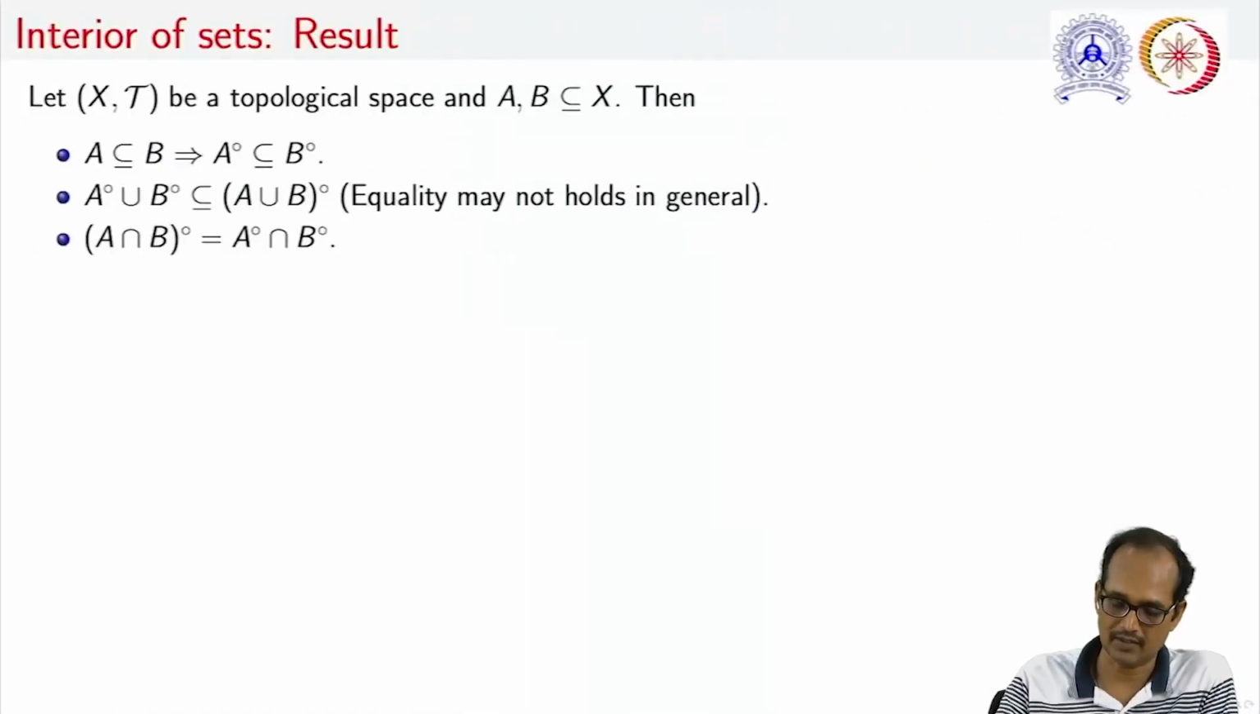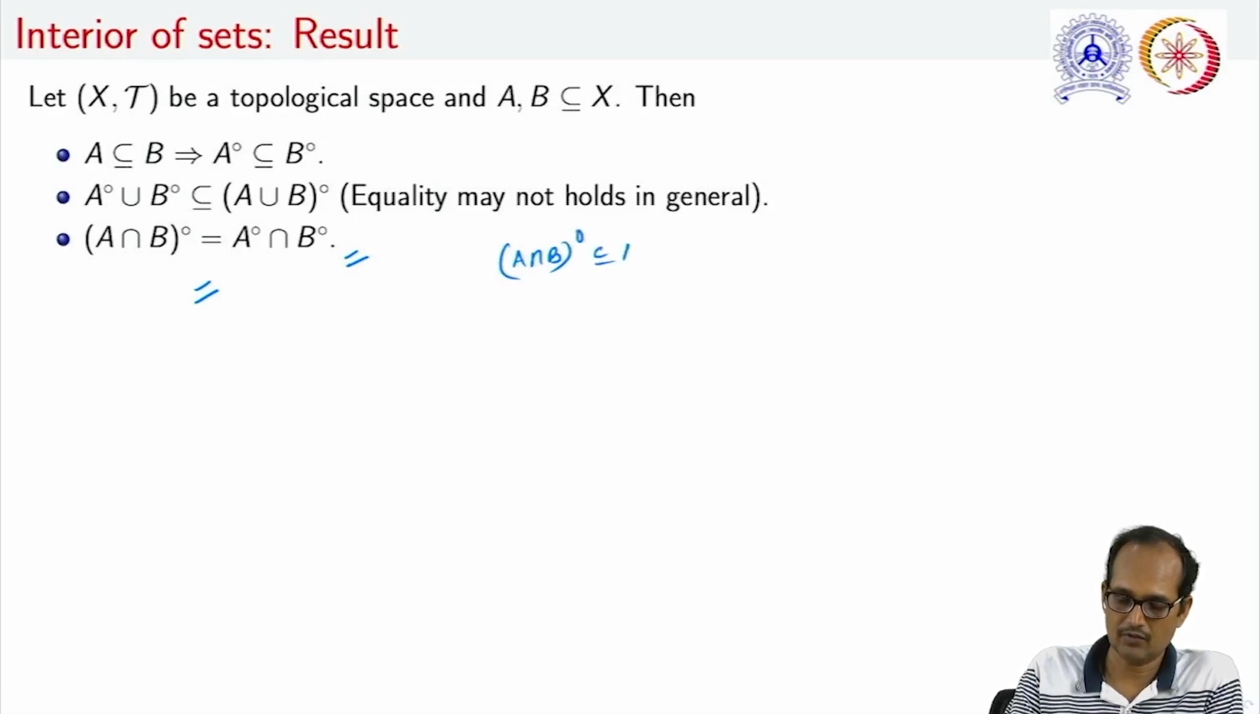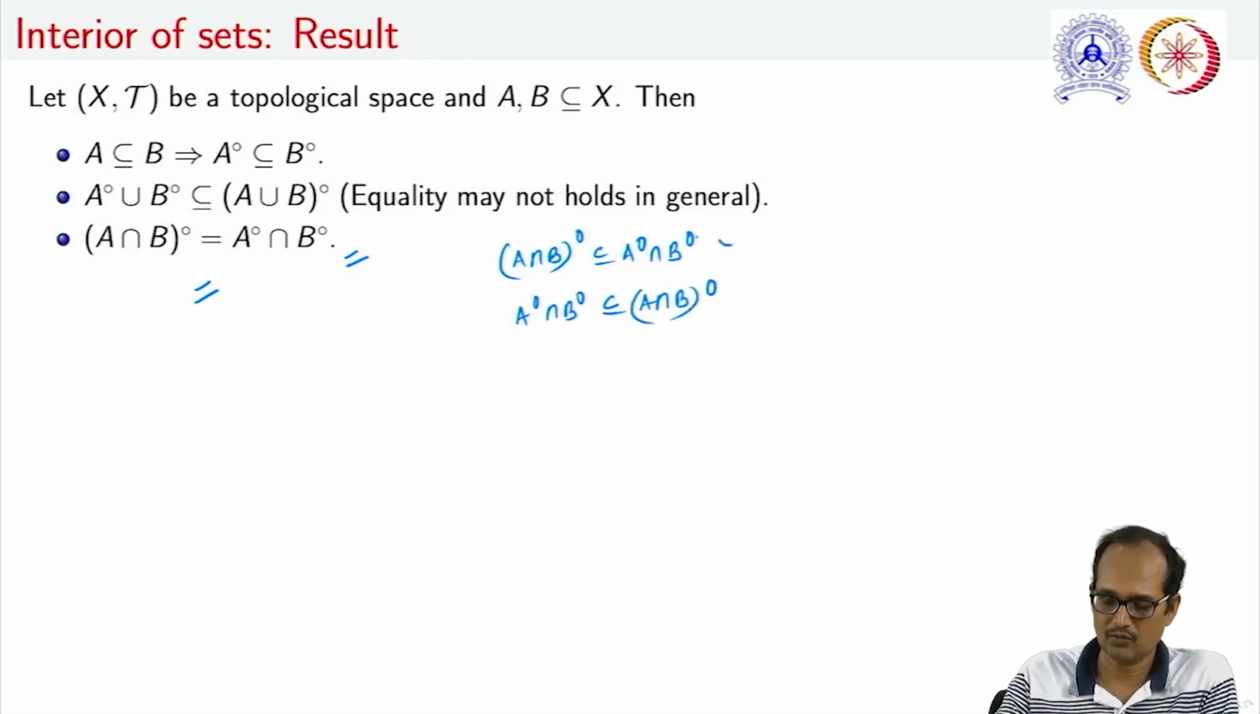Coming to the next one, in order to justify this result, we have to justify that (A intersection B) interior is a subset of A interior intersection B interior, and A interior intersection B interior is a subset of (A intersection B) interior. The first one can be directly obtained from the earlier result because we know that A intersection B is always a subset of A.